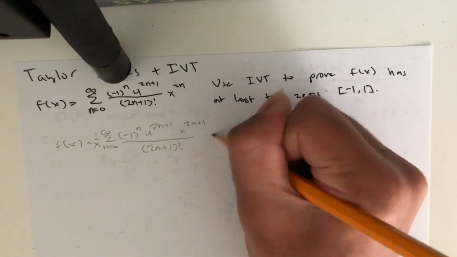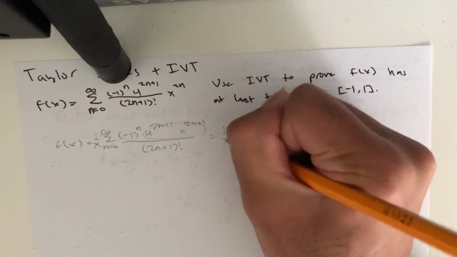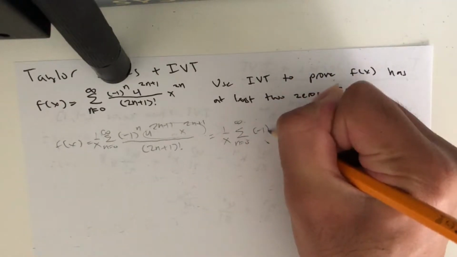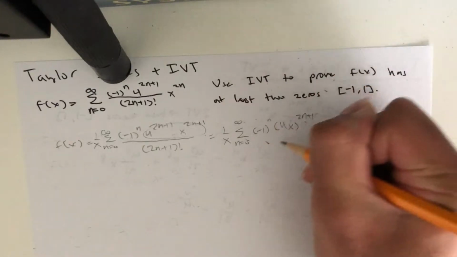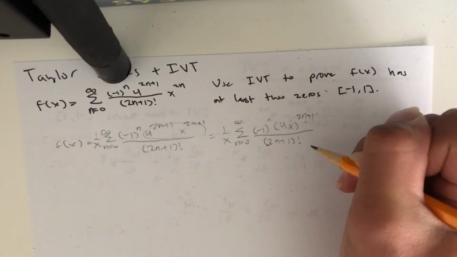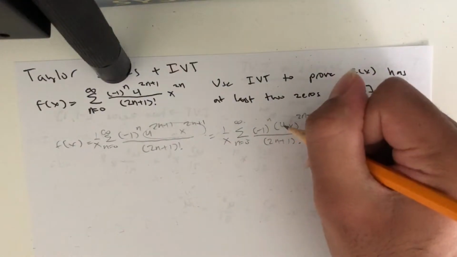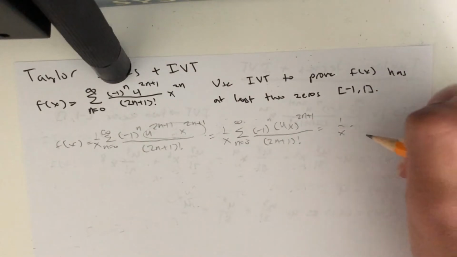So this is now equal to, and once we combine these, we can say this is 1 over x times the summation of 4x to the 2n plus 1 over 2n plus 1 factorial. Now this is more recognizable as a sine function, with 4x being what's inside. So this is 1 over x times sine 4x.